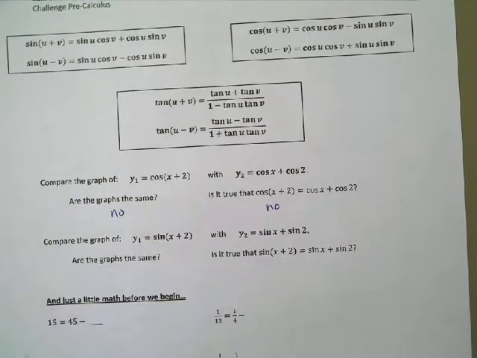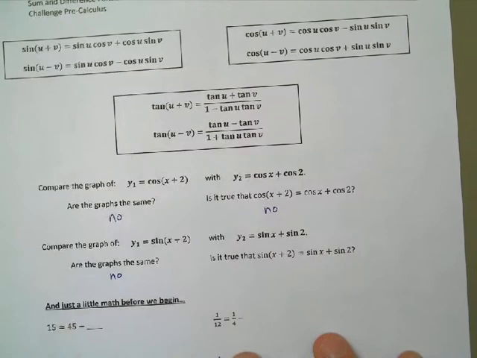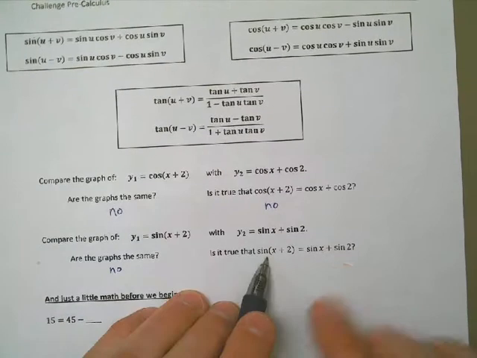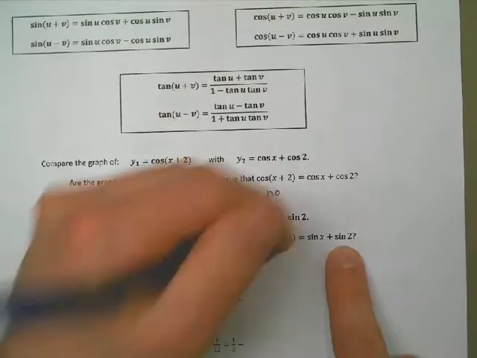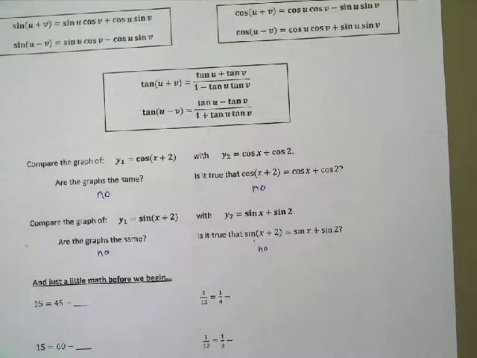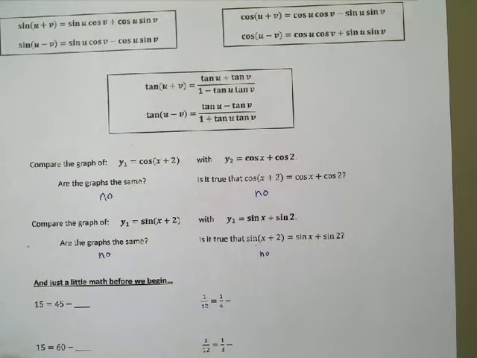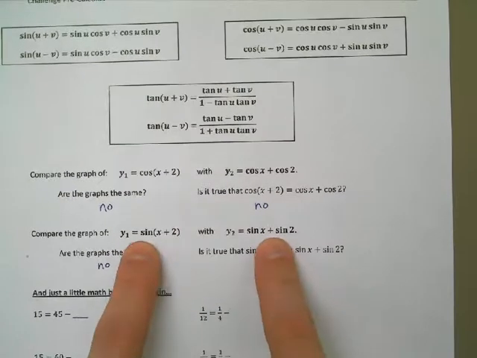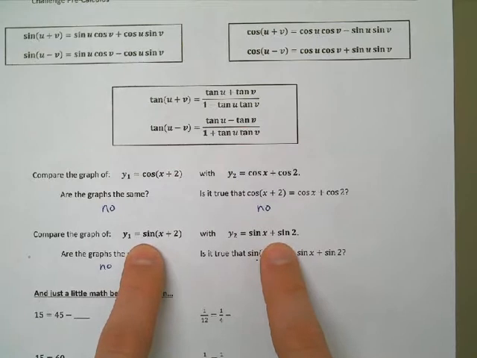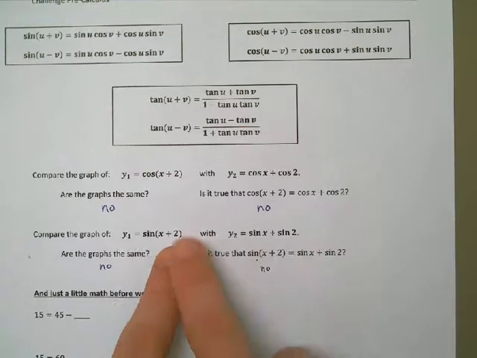Are the graphs the same? They're close, but the answer is no. They're not identical. And so is it true that these two equations, or expressions, are equal to each other? No, they are not. Now, with that in mind, apparently it's not as simple as saying this is the sine of x plus the sine of 2. In other words, it is not the distributive property. We need to come up with something else.